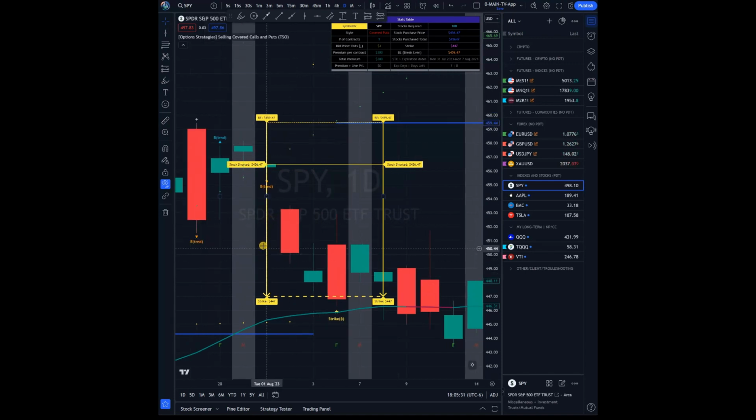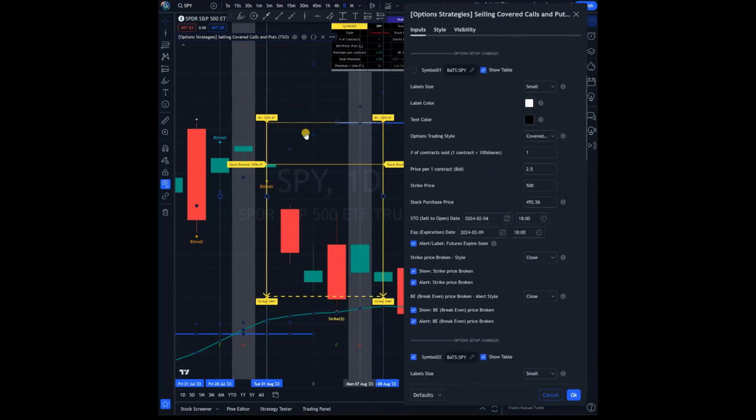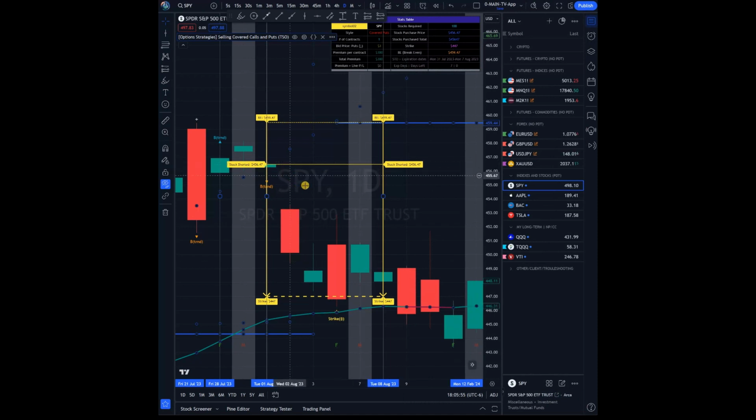But you don't want it too close, because you would miss out on a good, nice move. Like you could set the strike here. If I change the strike here, it's not going to automatically expand the break even. Break even will only expand or go further away if you change the bid price. However, when you are selling the options, if you choose a closer strike, the bid price will increase.